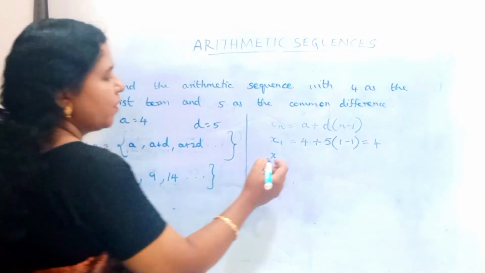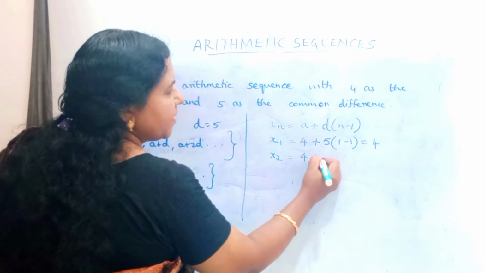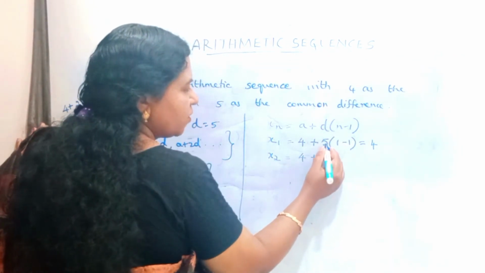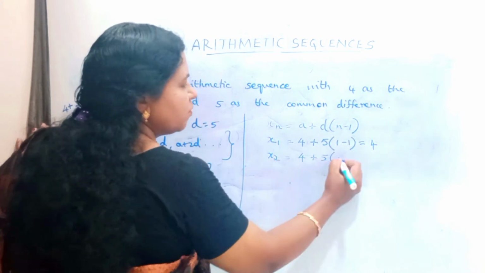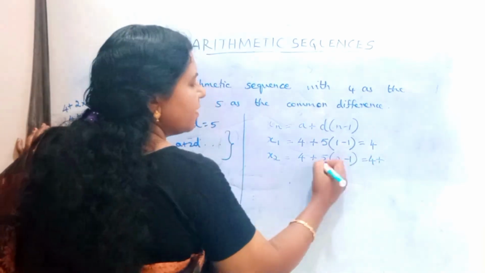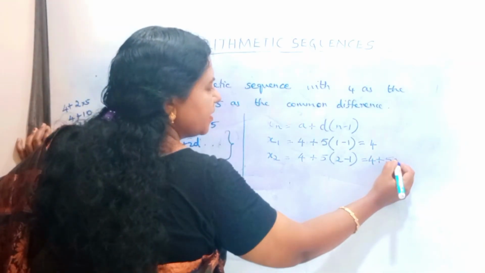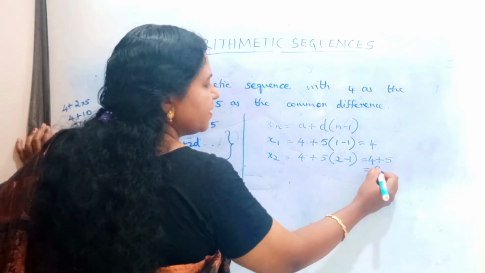Now for the second term, the value of n is equal to 2. So it becomes x2 is equal to a plus d into n minus 1, so 4 plus 5 into, the value of n is 2, so 2 minus 1. So it is equal to 4 plus 5 into 2 minus 1, it is 1. So 5 into 1 is 5. So 4 plus 5 is 9.